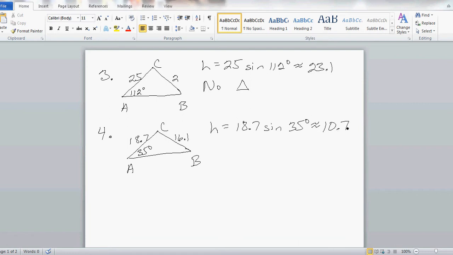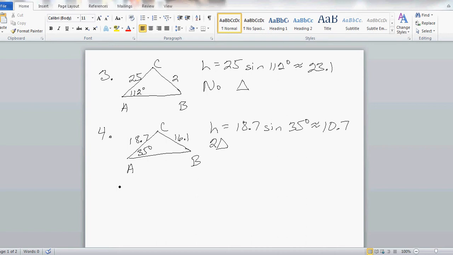So now the first question we ask is, is A less than H? Is 16.1 less than 10.7? The answer is no. Next question, is A greater than or equal to B? A is not greater than or equal to B, so we don't have one triangle. So now we just have two triangles. In other words, A has to be greater than H, but A has to be less than B. Those are the two situations that are left, and what that means is there are actually two triangles, and so we will have to find both of those.